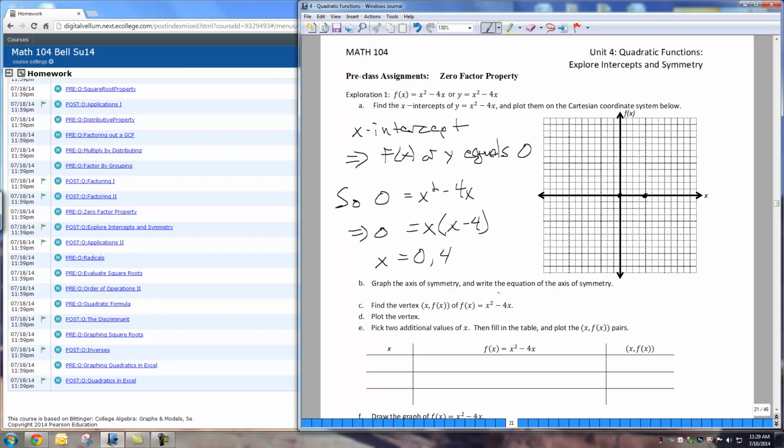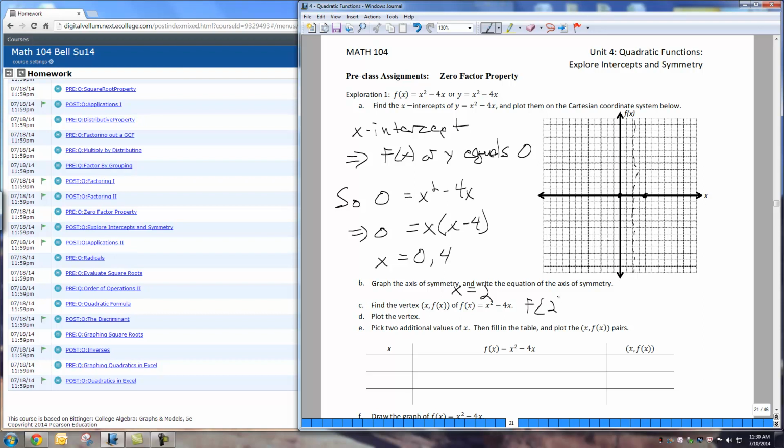It says graph the axis of symmetry and write the equation of the axis of symmetry. Well, the axis of symmetry is going to be exactly halfway in between these x-intercepts. So that's going to be right here on this line. And the line there is x equals 2. So I know the vertex lies on this axis of symmetry. So let's find the y value when x equals 2.